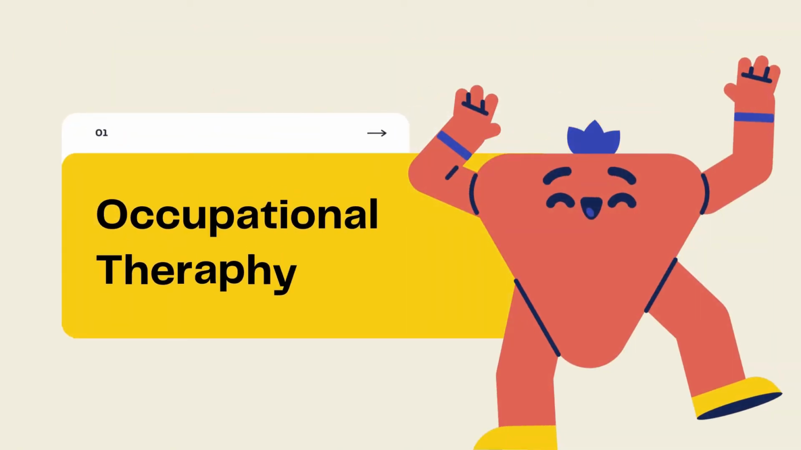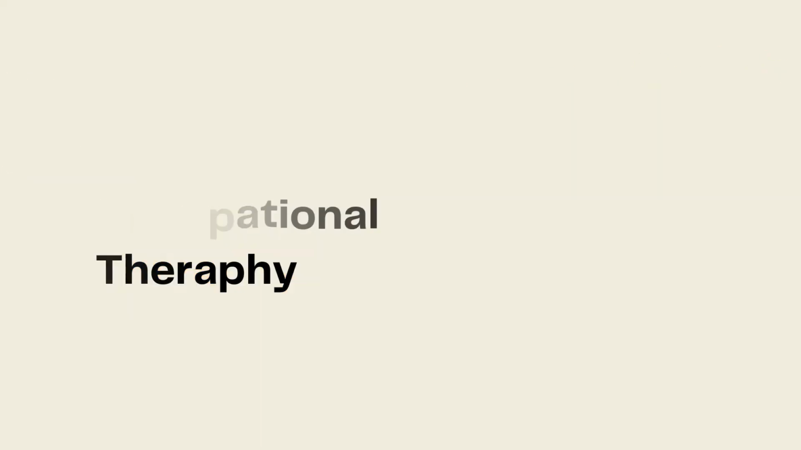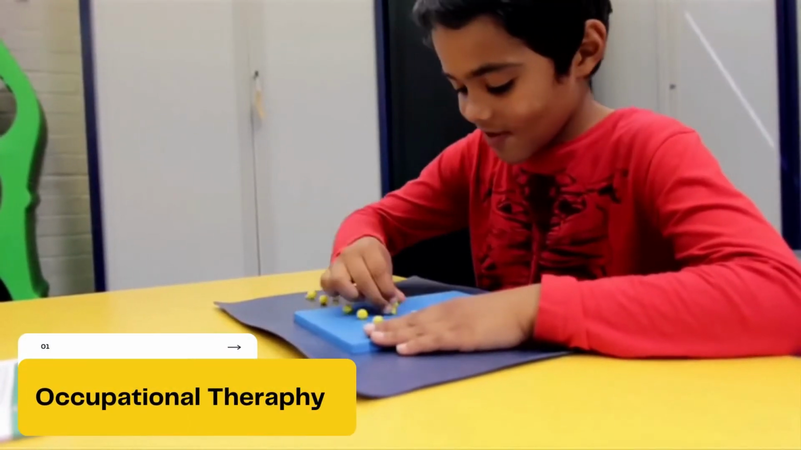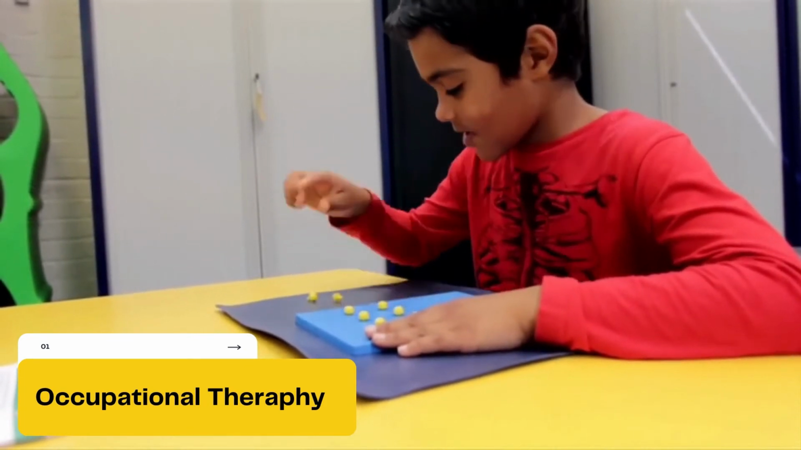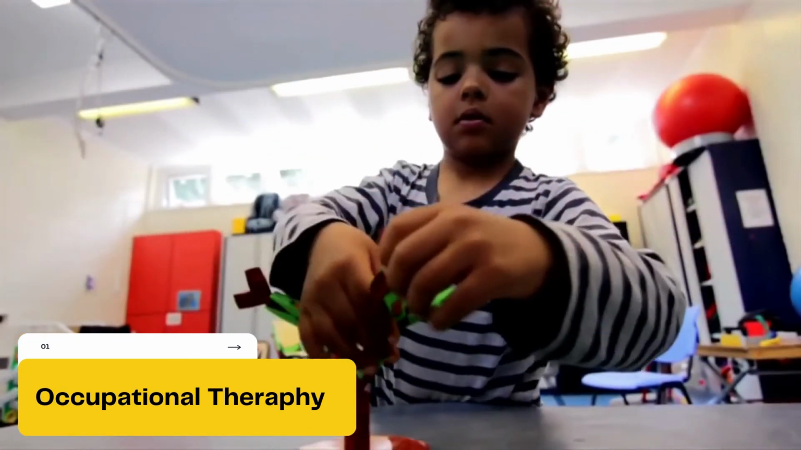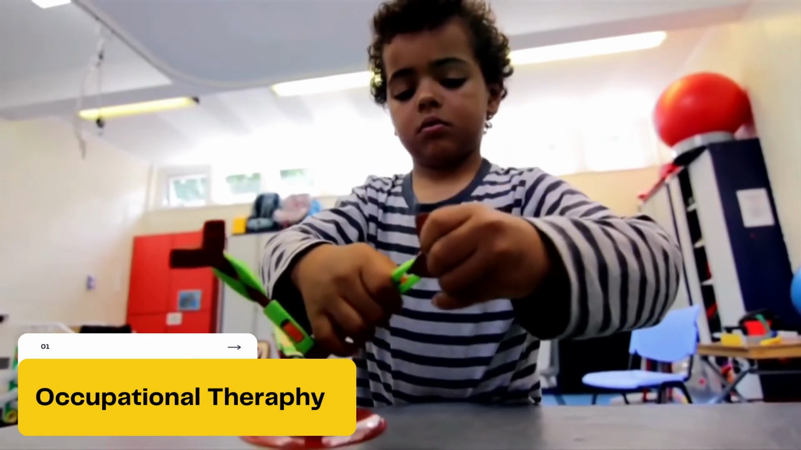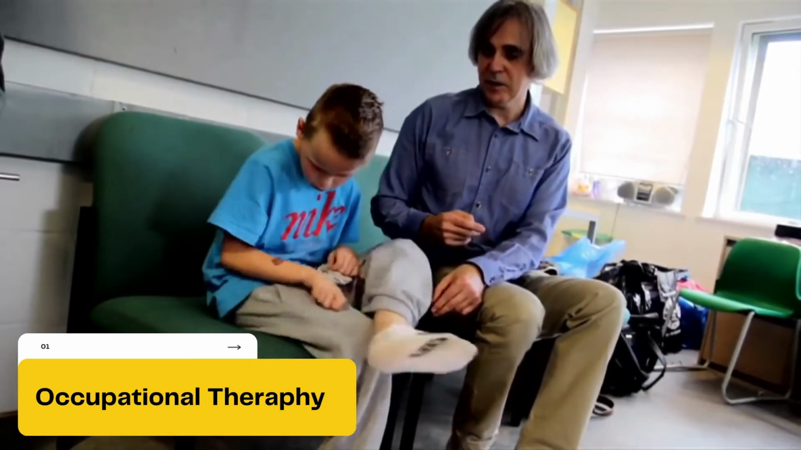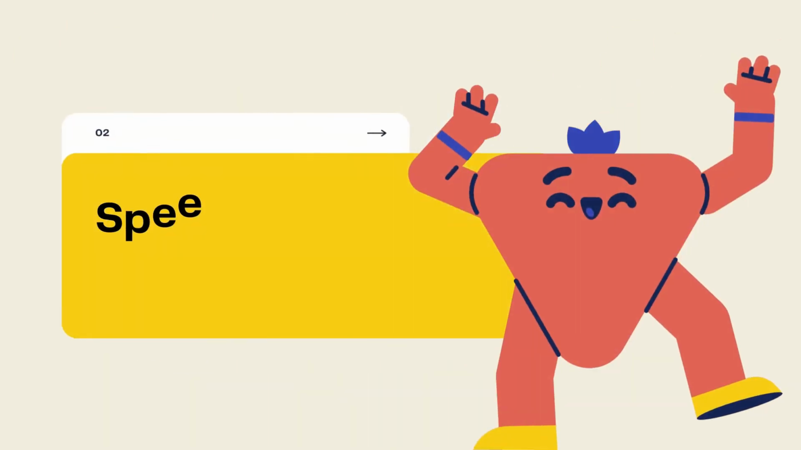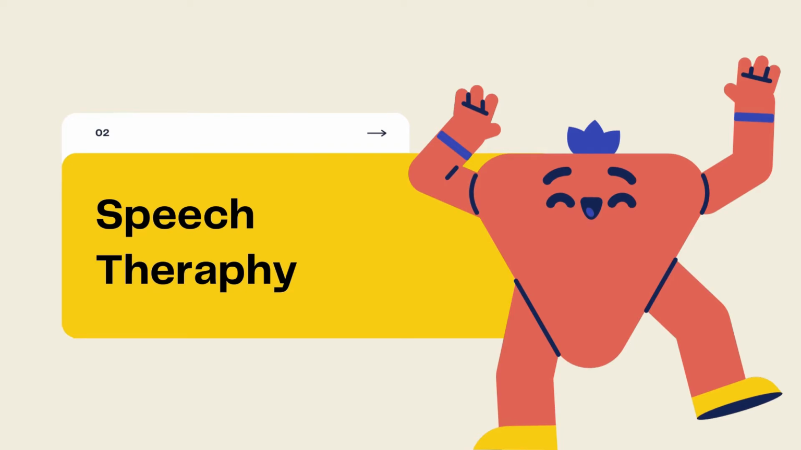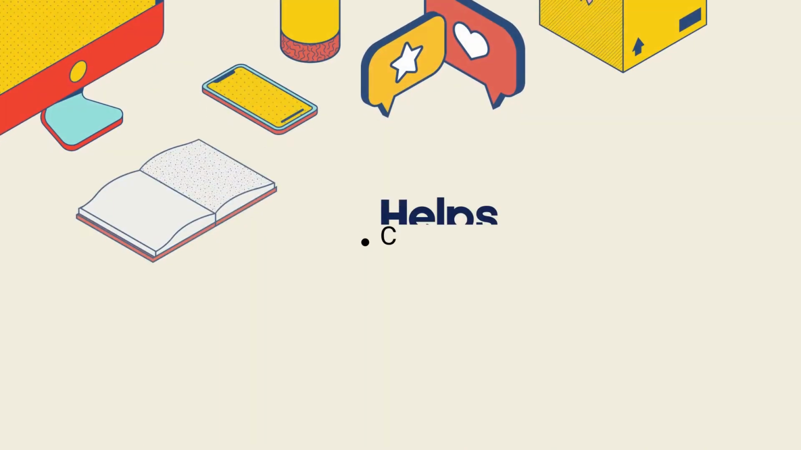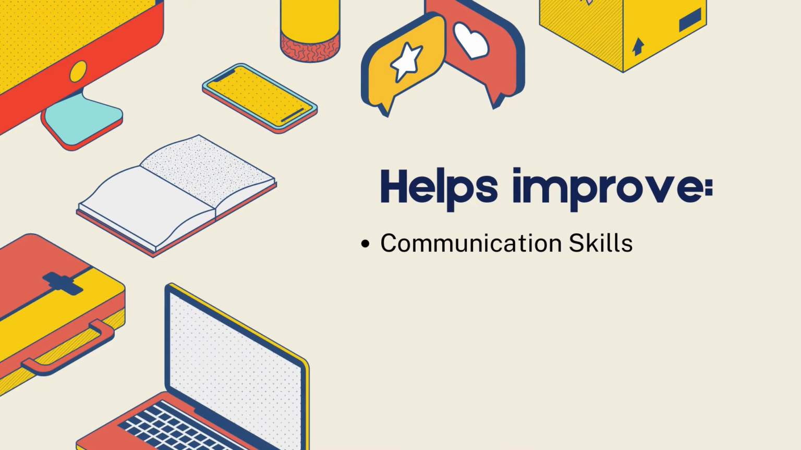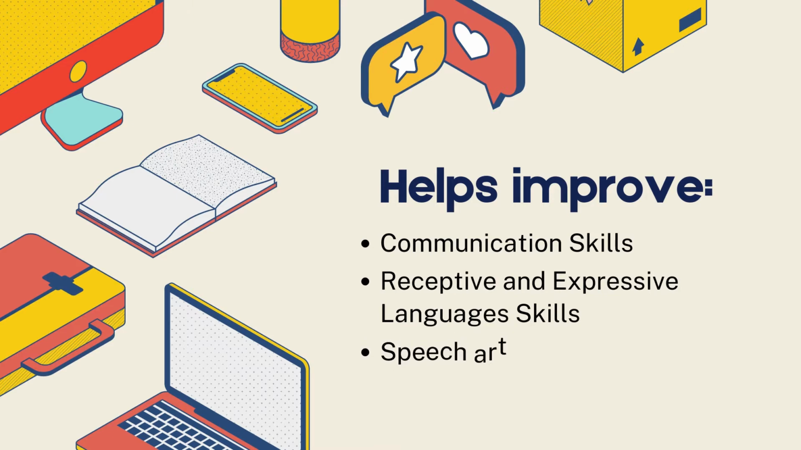Number 1. Occupational therapy. Occupational therapy assists people to achieve their goals, function at the highest possible level, maintain or rebuild their independence, and participate in the everyday activities of life. Number 2. Speech therapy. Speech therapy helps improve the following: communication skills, receptive and expressive language skills, speech articulation, and vocabulary.